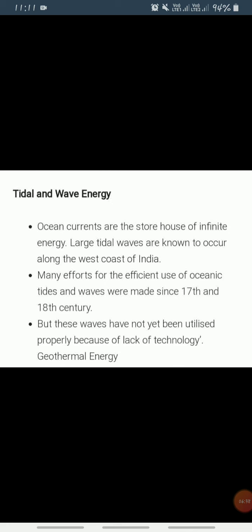For this, ocean currents are the storehouse of infinite energy. Since the beginning of the 17th and 18th century, persistent efforts were made to create a more efficient energy system from the ceaseless tidal waves and ocean currents. Large tidal waves are known to occur along the west coast of India. Hence, India has great potential for the development of tidal energy along the coast, but so far these have not yet been utilized. Now come to the next, which is geothermal energy.